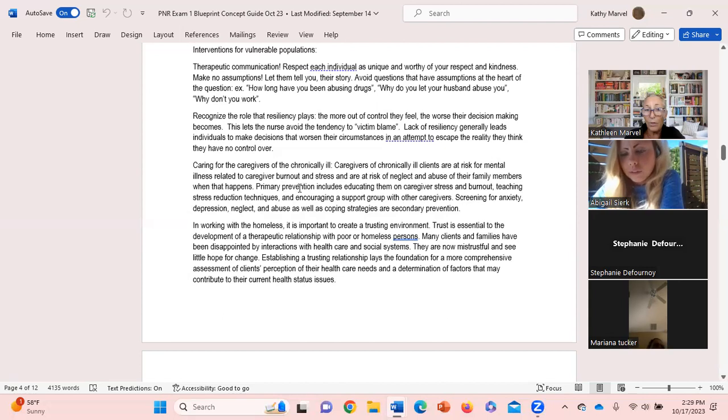Here's a primary prevention. Primary prevention includes educating them on stress and burnout. Maybe teaching them stress reduction techniques. We already know they're a high-risk group. Encouraging a support group with other caregivers. All right.